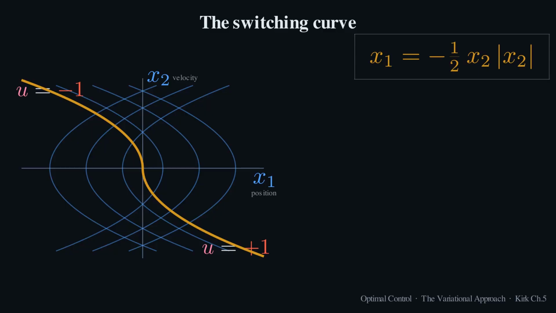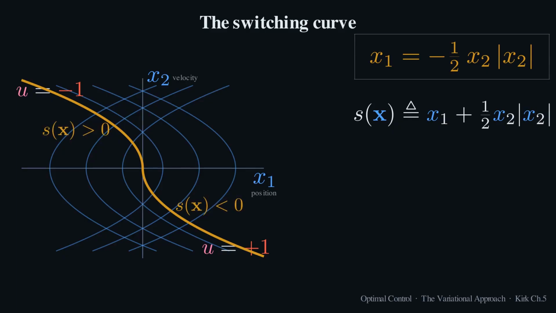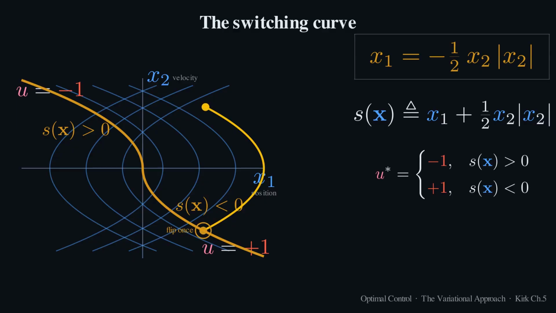x1 equals -1/2 x2 times the absolute value of x2. It's an S line through the origin. Define the switching function of the state as S of x equals x1 plus 1/2 x2 times the absolute value of x2. The feedback law is then dead simple. Above the curve, where S is positive, push -1. Below it, where S is negative, push +1.